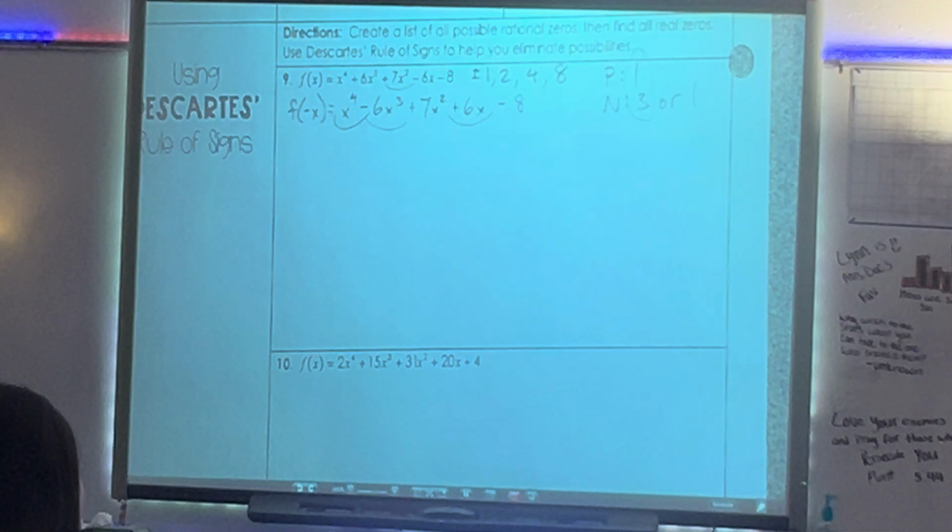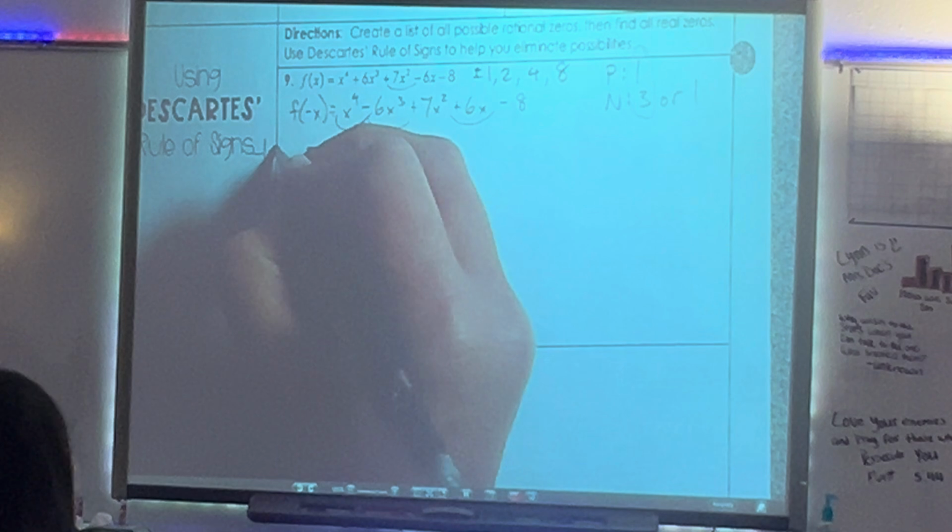Alright, so since there are more negatives than positives, I would probably start with a negative because it's more likely that we're going to get one first. Does that make sense to y'all? So I'm not going to start with positive 1. I'm going to start with negative 1 because it's more likely for me to find a negative. So I'm going to start with my negative 1 to synthetically divide.